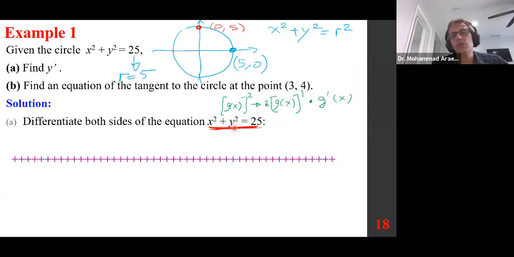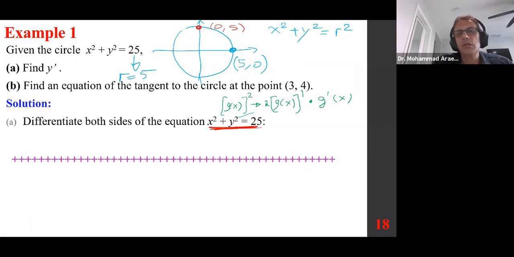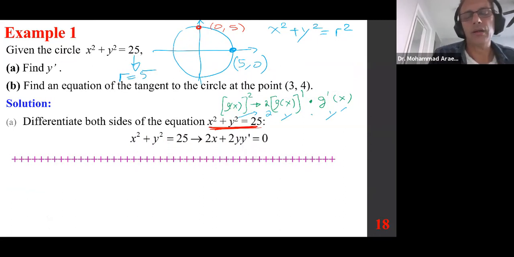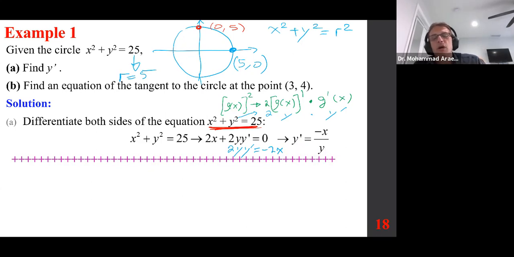Therefore, this becomes 2. Let's just write it underneath. So this becomes 2y prime. Okay. And now move the 2x, divide by 2y, drop the common factor of 2, and this is the y prime.